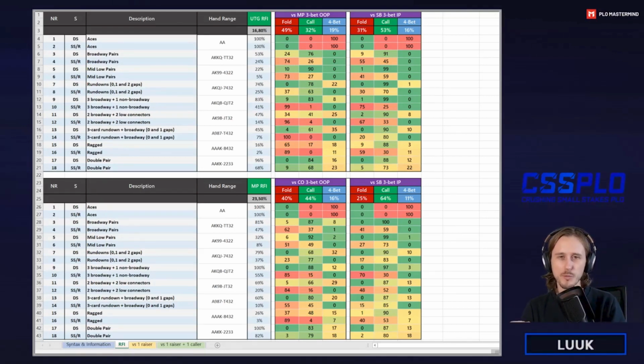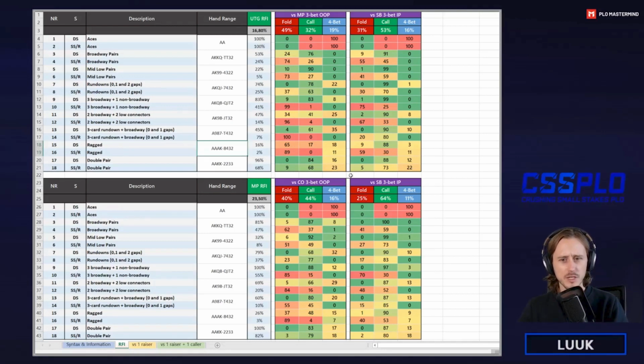It is built for PLO 50 rake levels, and I will let you know how to read and how to work with this. So what you see here on the window is the preflop chart and the first section of it, which is about raising first in. We're also going to talk about versus one raiser and versus one raiser and one caller. But I will first talk about raise first in, because if you understand how to read this, then it's very likely that you also will understand how to read the other sections.